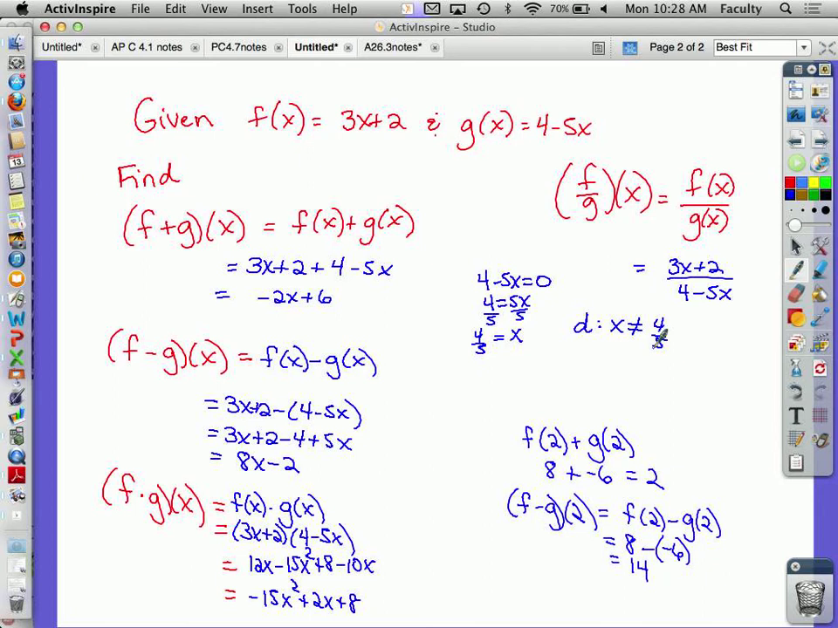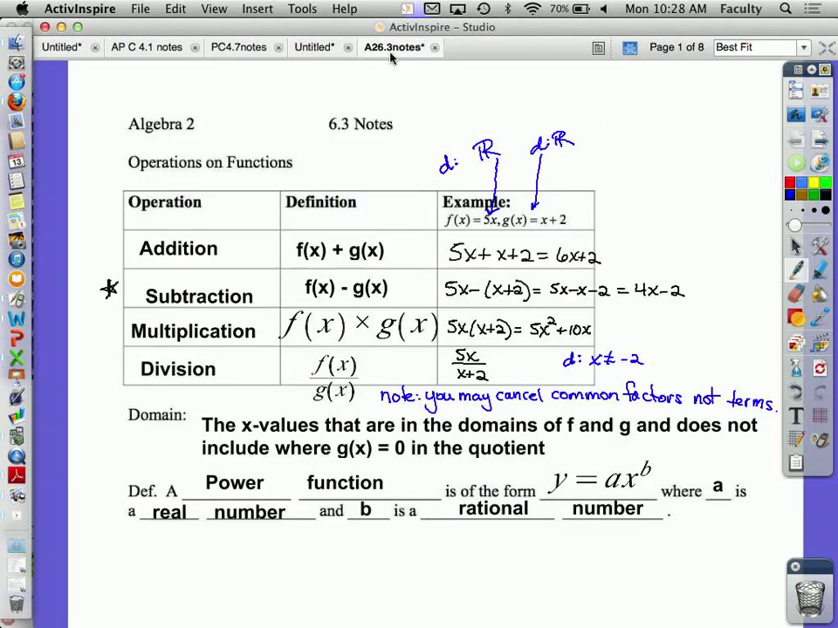Sometimes you'll see it written this way, f minus g of 2. That means f of 2 minus g of 2, okay? Well, we already found those two numbers, so it's 8 minus negative 6, which would be 14. Okay, so just wanted you to see how it can be written perhaps in a different way. All right, back to our notes. We were up to the definition there.